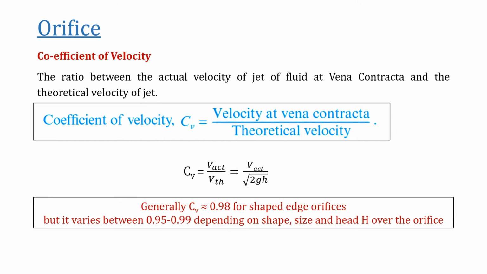Coefficient of velocity is the ratio of velocity at vena contracta to theoretical velocity. So it can be rewritten as V actual over V theoretical. And as we know from Torricelli's theorem, V theoretical is the square root of 2gh. For a sharp edge orifice, C sub V is generally taken as 0.98, but it can vary from 0.95 to 0.99.